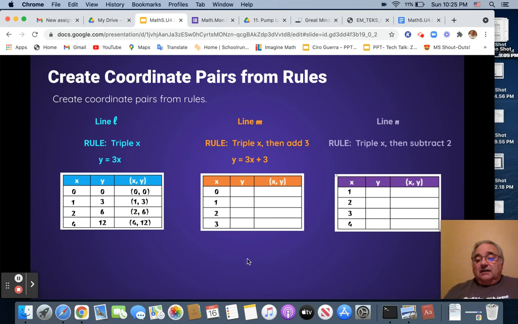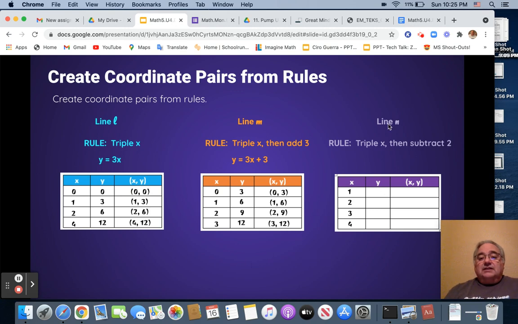So let's fill it out. You should already have these. If I have 0 times 3 plus 3, I get 3. So my coordinate points are going to be 0, 3. 1 times 3 plus 3 is 6. 2 times 3 plus 3 is 9. And 3 times 3 plus 3 is going to be 12.